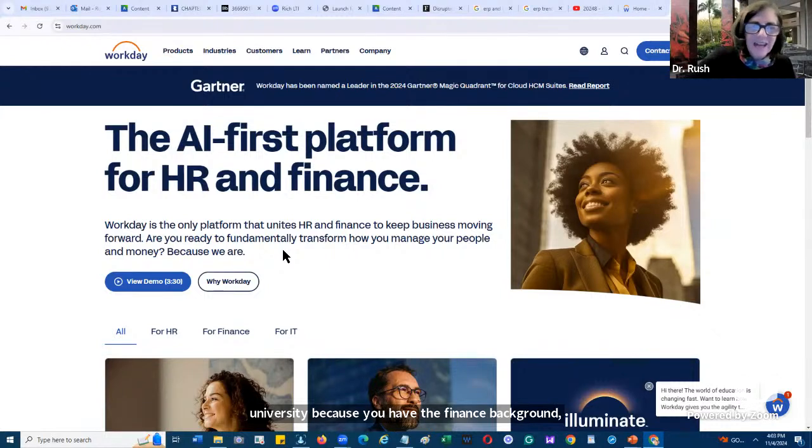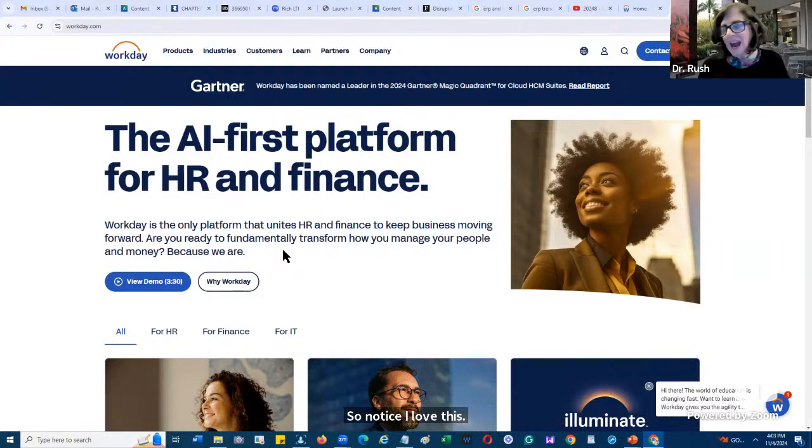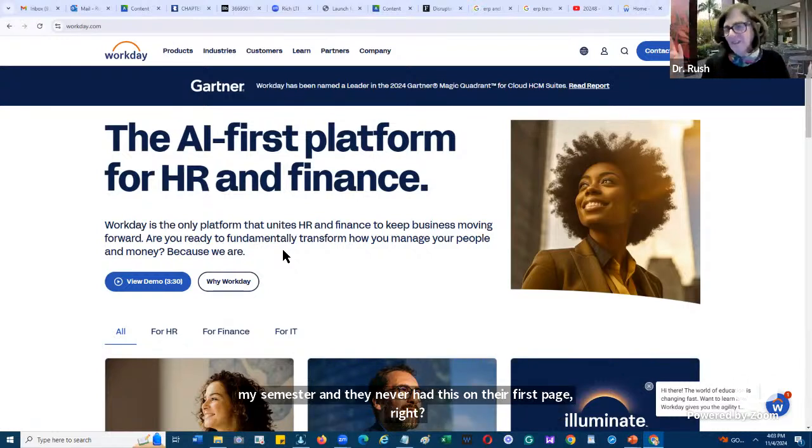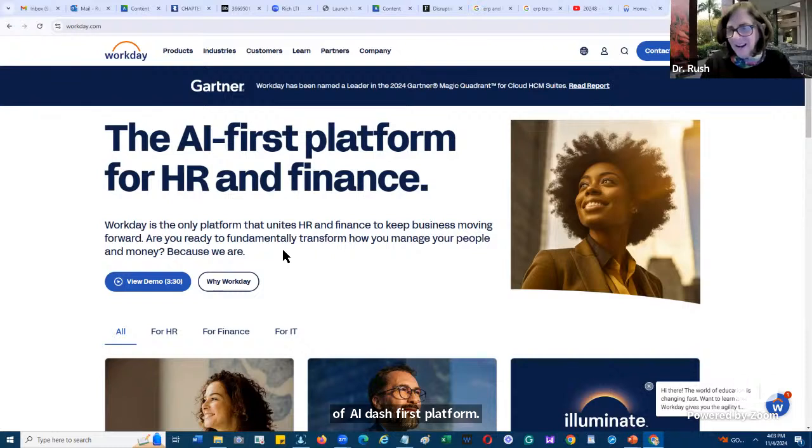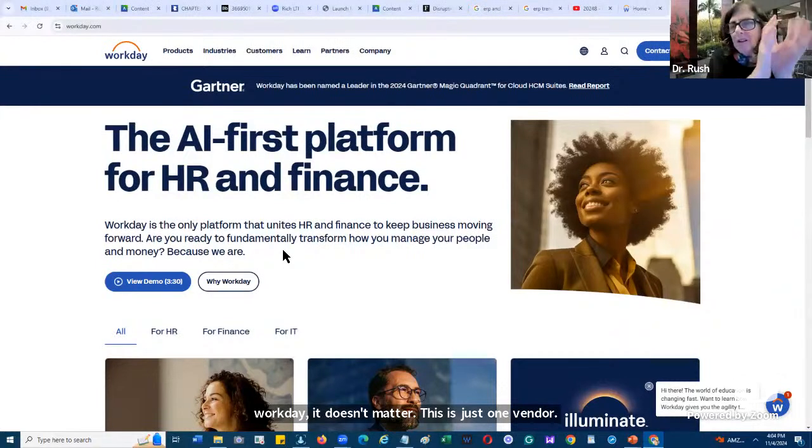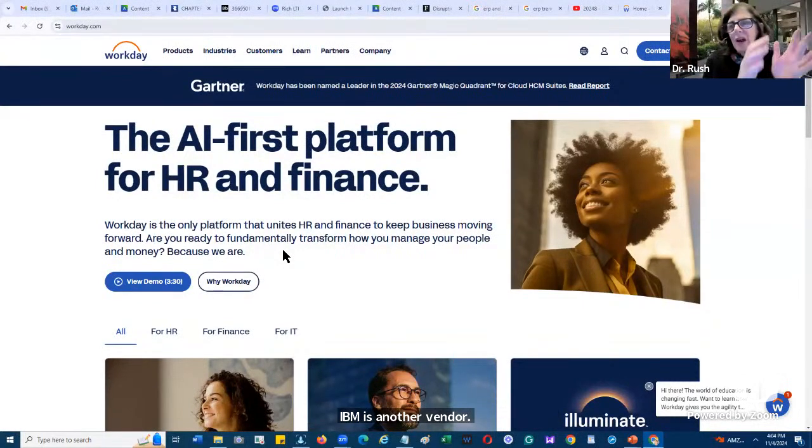So notice, I love this. And this, Daniel, is different from last semester. They never had this on their first page, right? Of AI-first platform. I didn't even know it because I hadn't even been there for, let's say, a month or so. But this is their Workday. It doesn't matter. This is just one vendor. IBM is another vendor. Oracle is another vendor. SAP is another vendor.